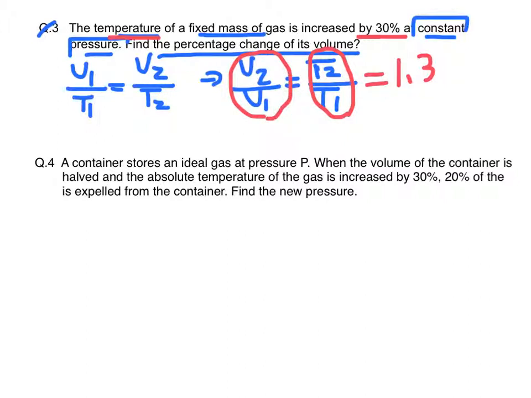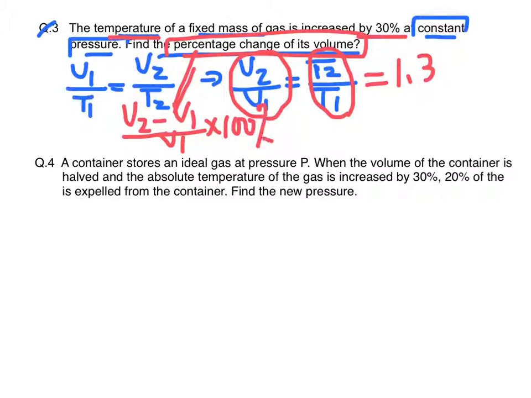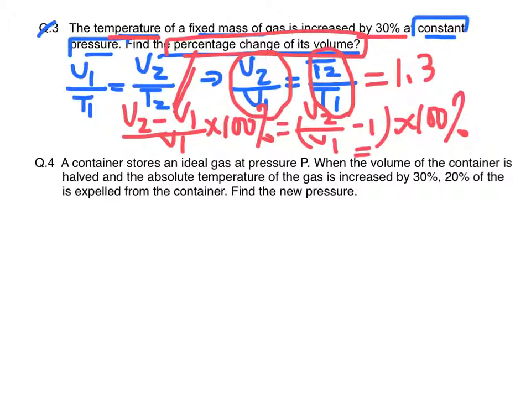The percentage change of its volume again is found by V2 minus V1 over V1 times 100% equal to V2 over V1 minus 1 times 100%, which is equal to 1.3 minus 1 times 100%. The answer is, of course, very obviously equal to 30%.